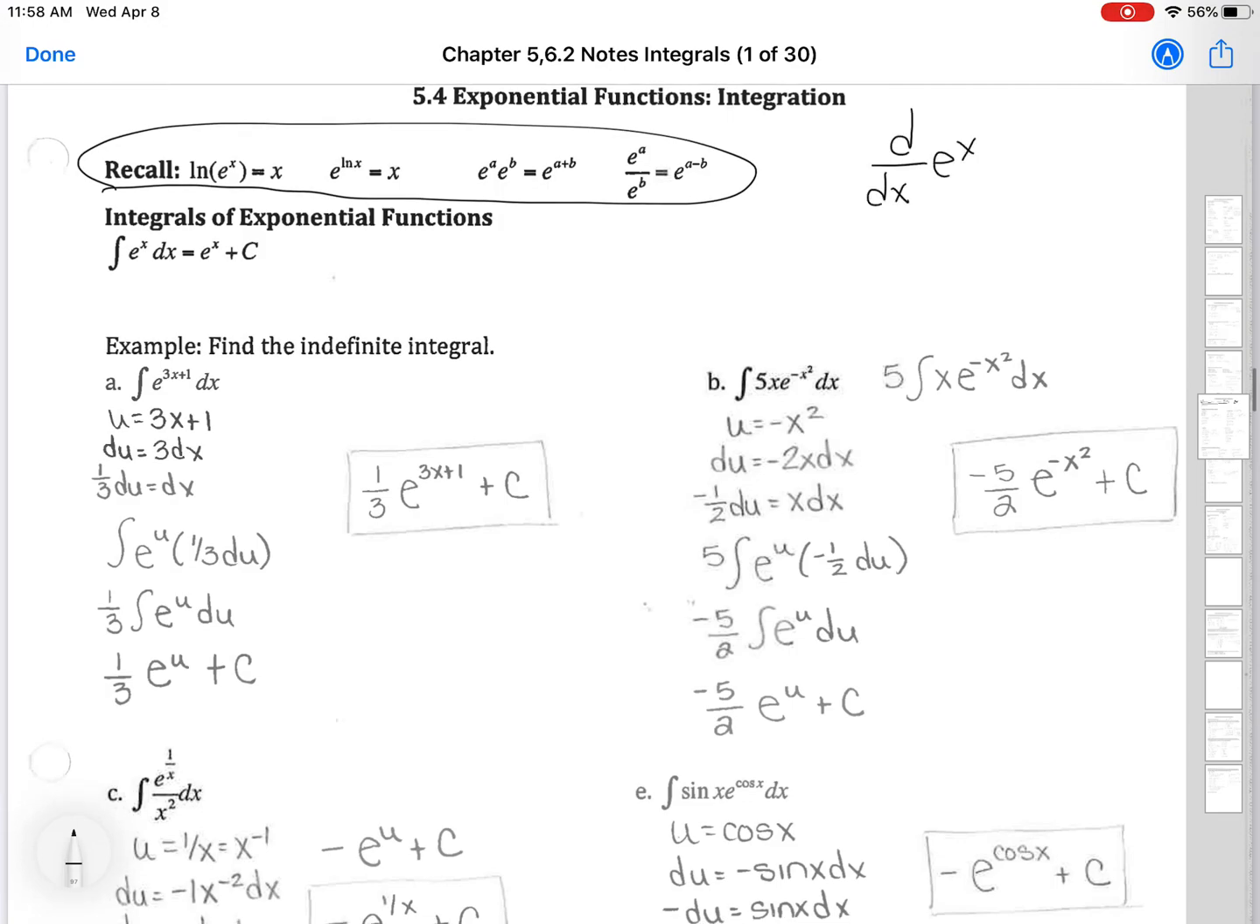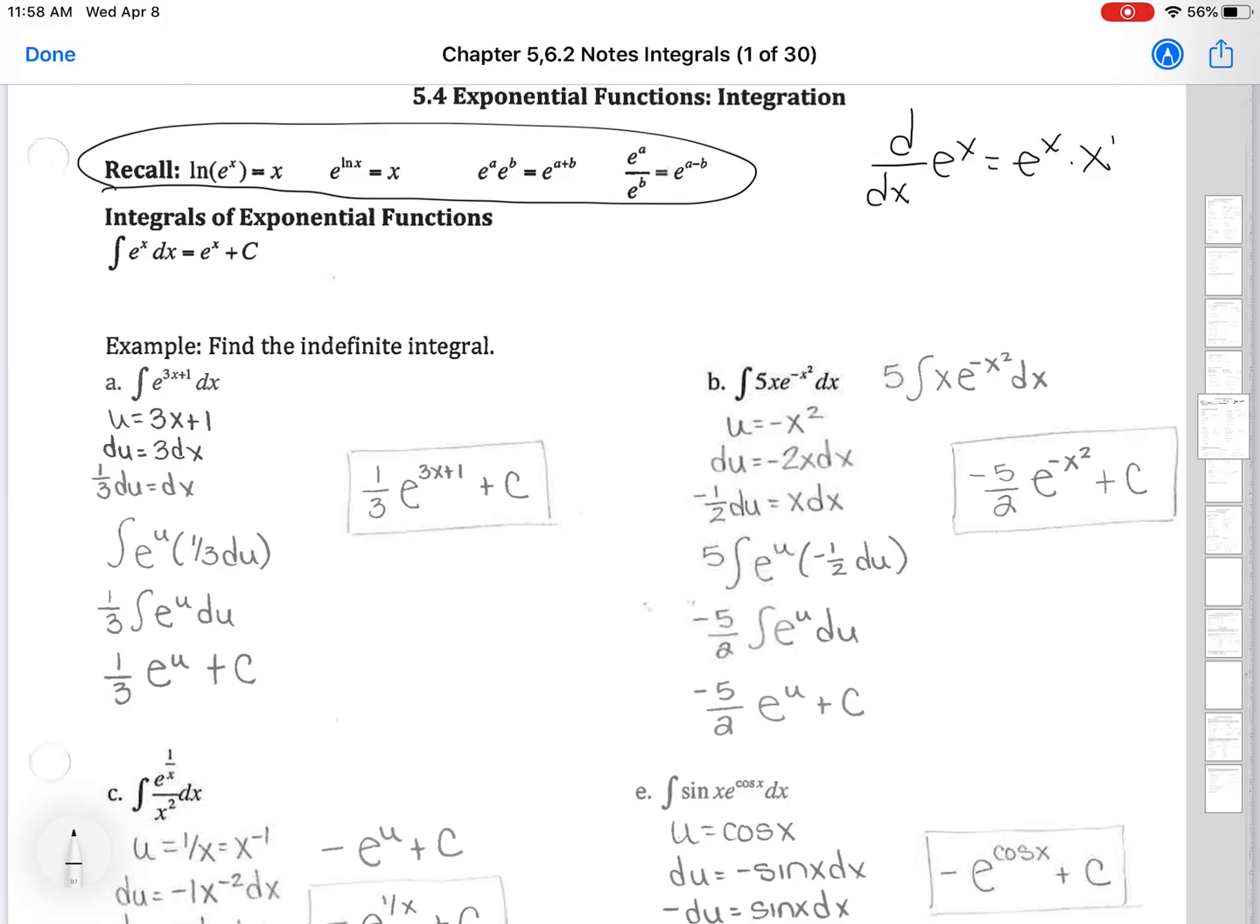These are just properties of exponentials. But the main thing to remember is when we had taken the derivative of e to the x, the derivative of e to the x was e to the x times the derivative of what was in the exponent. So now we're reversing it. And we are going to be taking the integral. So the integral of e to the x is still e to the x.